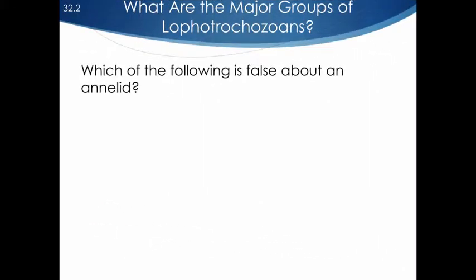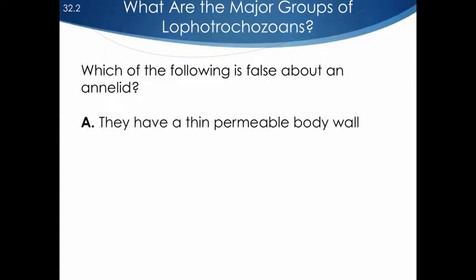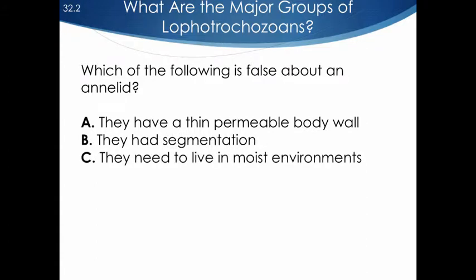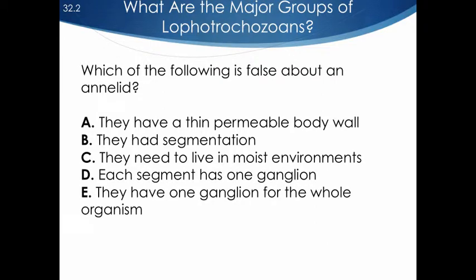Alright, so here's a question. Which of the following is false about an annelid? A. They have a thin, permeable body wall. B. They have segmentation. C. They need to live in moist environments. D. Each segment has one ganglion. E. They have one ganglion for the whole organism. So take a second to think about it.